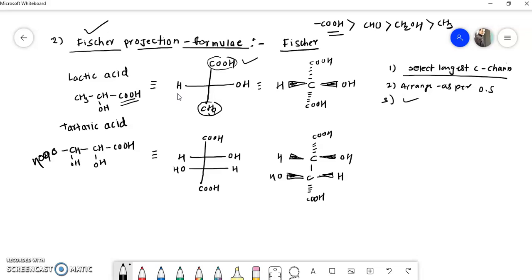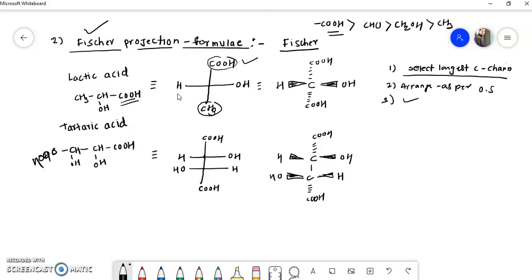So you always remember that vertical line atoms are on the rear side and horizontal line atoms are towards you. More oxidized group is on the top, less oxidized group is on the bottom, and the point of intersection of the vertical line and horizontal line, say for example this, represents the carbon atom, remember. So in this way we can draw the Fischer projection formula. I think you have understood what is the Fischer projection formula.